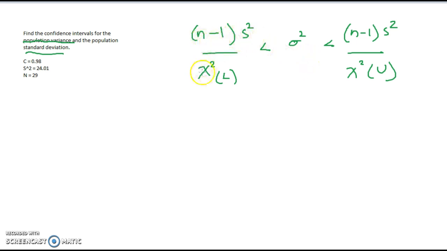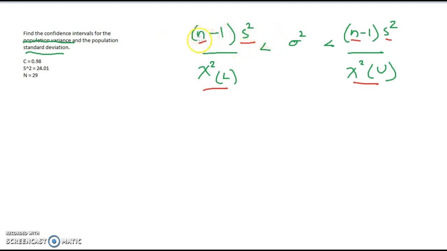Let's think about what variables we need here in order to figure out where our population variance is going to lie in between. It looks like we just have a few things. We need to know what our n is. We need to know our s squared, we'll talk about that in a second, and we need our chi-square values for upper and lower. So let's think about what we have here.